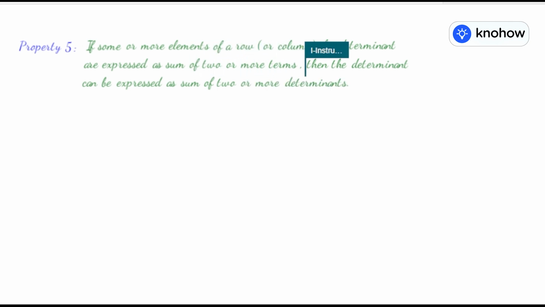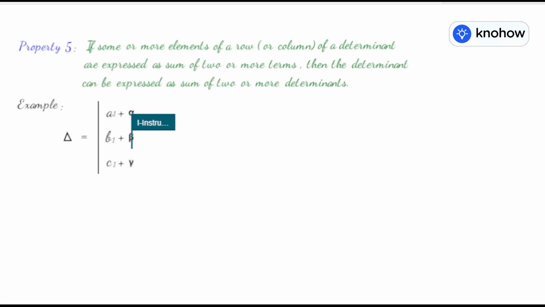What do you mean by this? Let us take an example. Suppose you are given a determinant, say the elements of the first column are A1 plus alpha, B1 plus beta, C1 plus gamma. And the other 2 columns are A2, B2, C2 and A3, B3, C3.